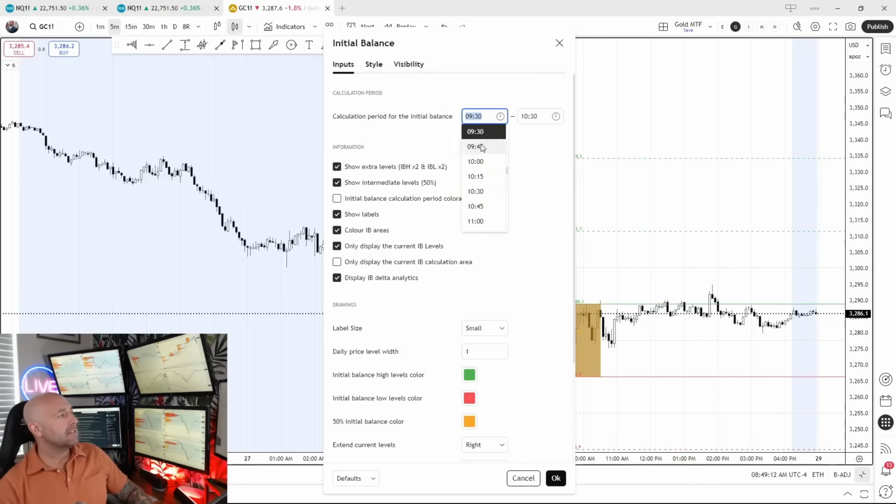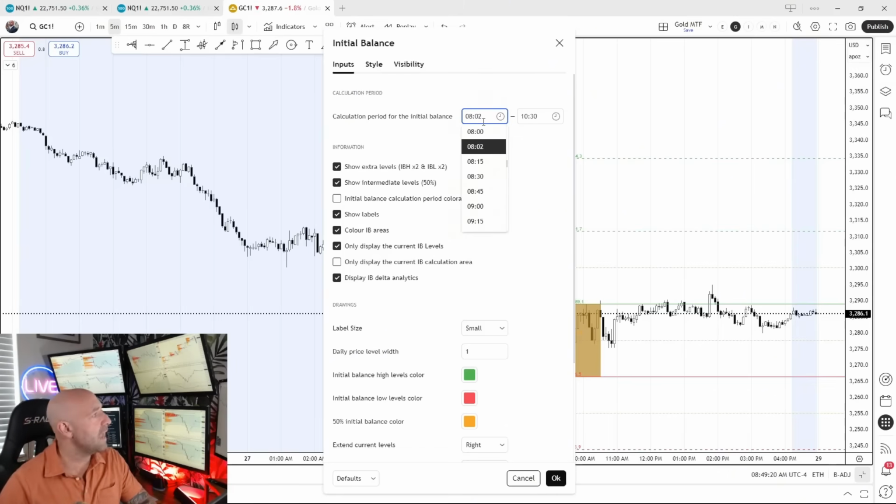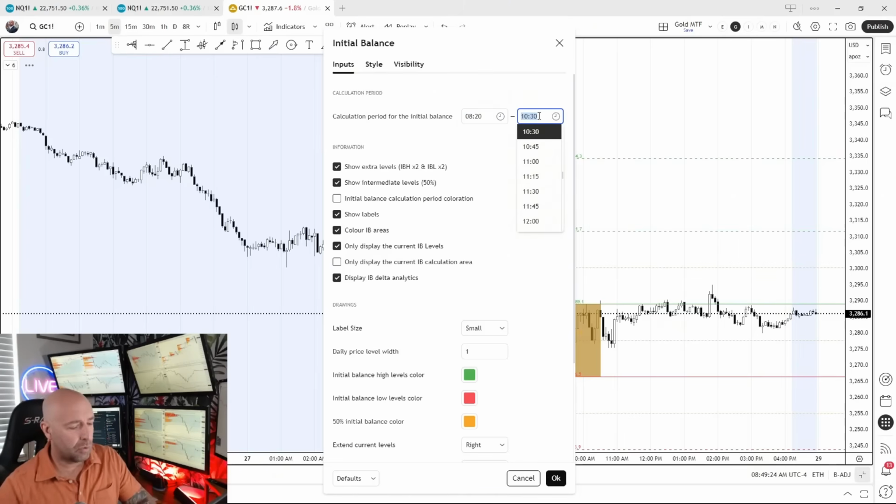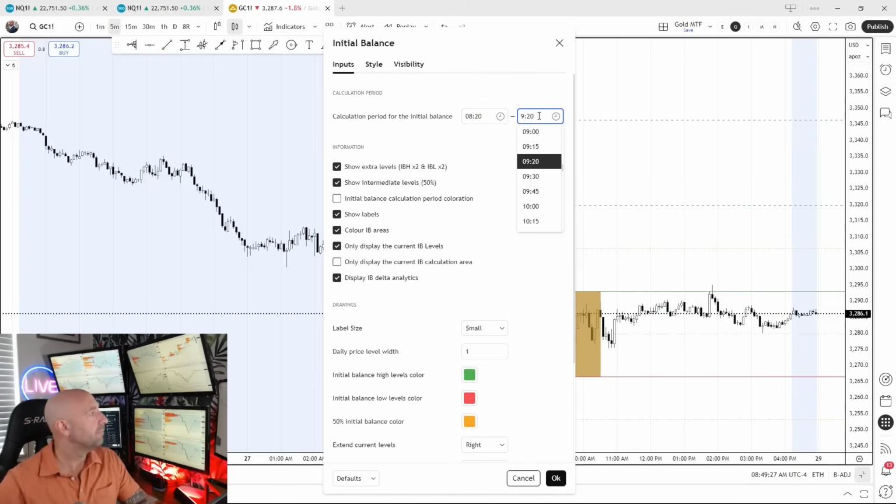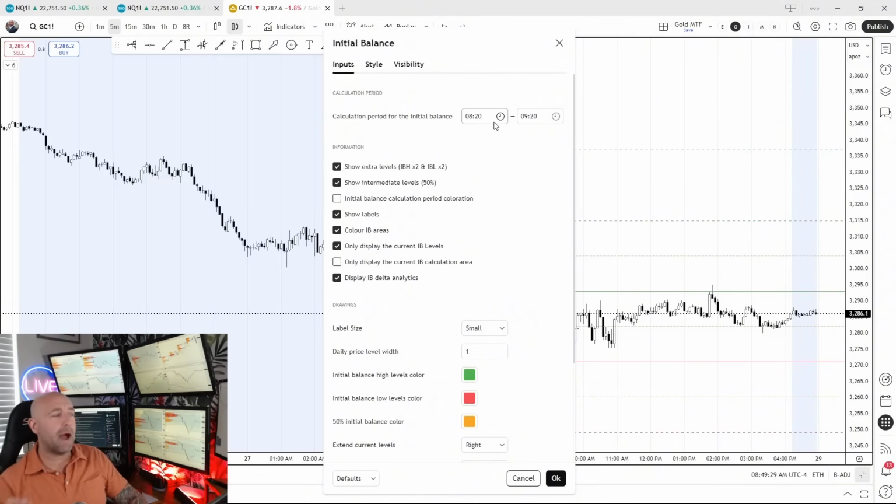The initial balance time on gold, for example, is 8:20 a.m. to 9:20 a.m. Okay, that's the first hour of trading. By definition, the initial balance is always the first hour of regular trading hours. It's not the first 15 minutes. It's not an ORB. It's not an opening range breakout trade. It's the initial balance. By definition, it's been that since the 80s.